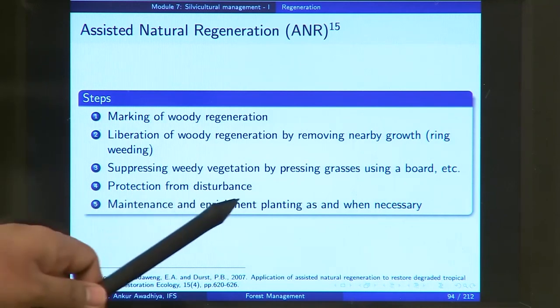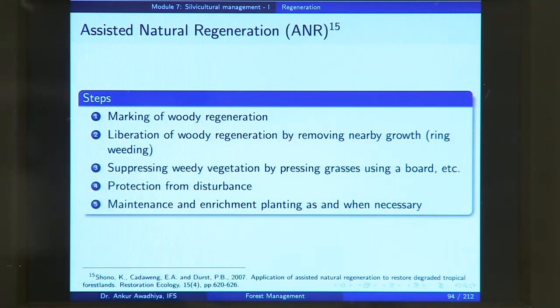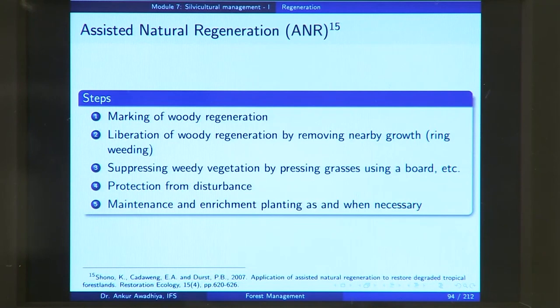And then maintenance and enrichment planting as and when necessary, which means that if after doing all of this, suppose you have certain patches in which your regeneration is still poor. So, in that case, you will go for a maintenance or an enrichment planting. So, you will go and you will plant seeds, you will plant the seedlings yourself. So, this is assisted natural regeneration.